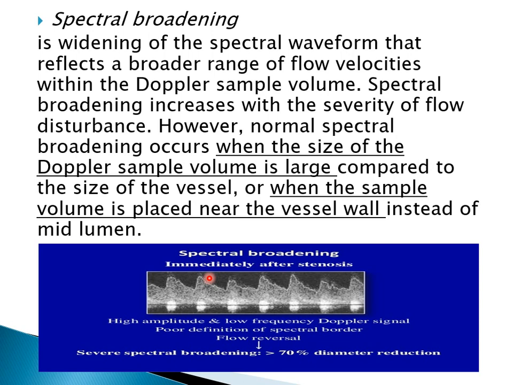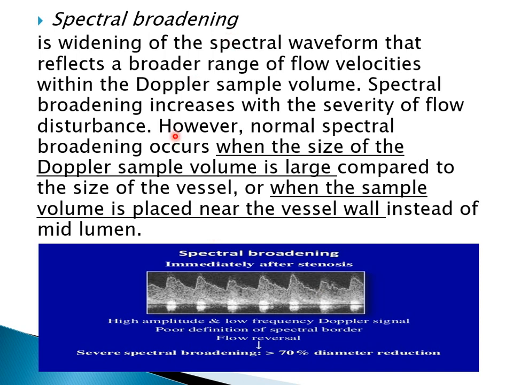We can know the shape of the curve, which can help us to know if this is high resistance or low resistance, if there is turbulence or not. All of this we can note from this curve, the spectrum. So spectral Doppler is this thing. This is the color Doppler, the red and the blue thing. The power Doppler is the yellow-orange thing. Okay?